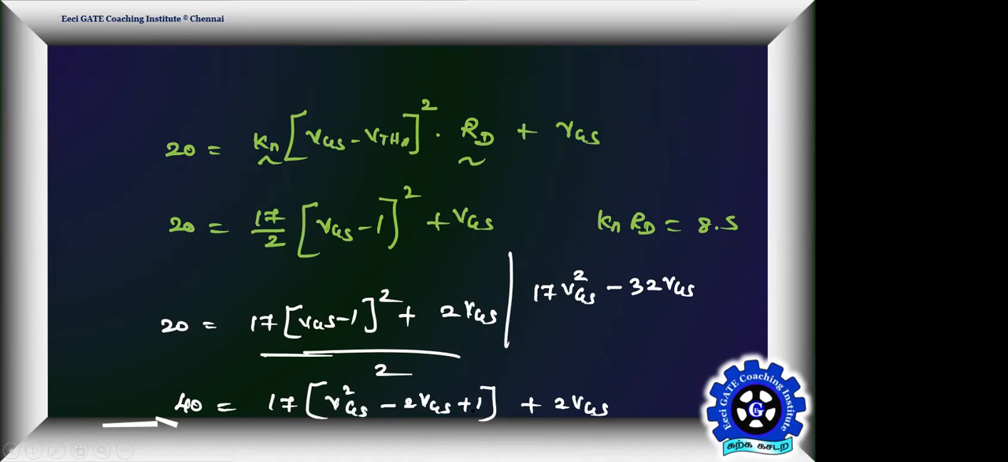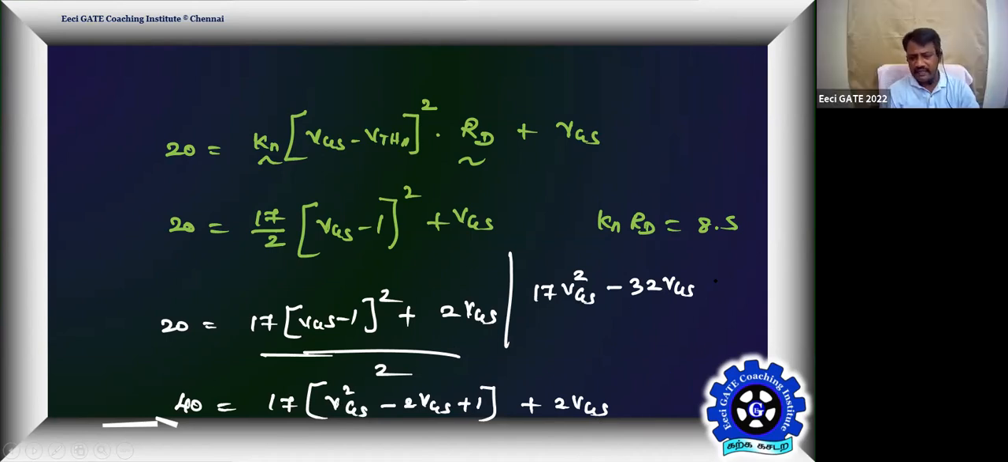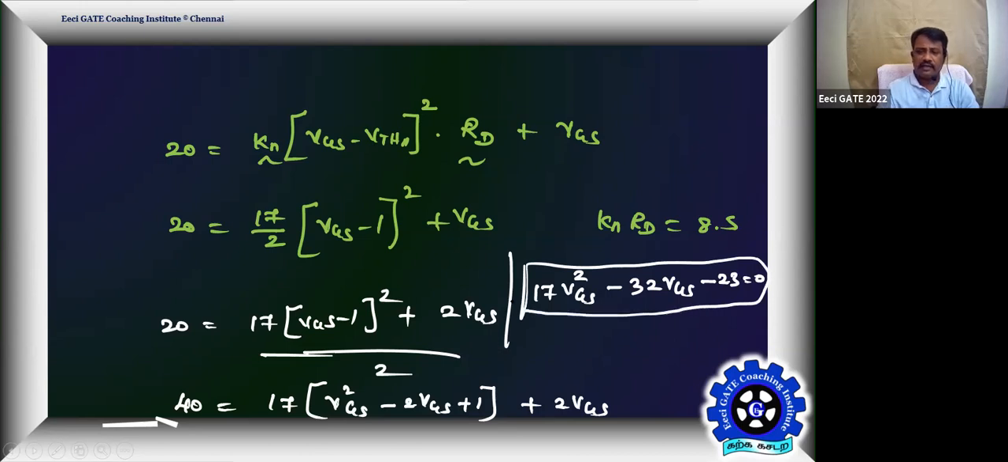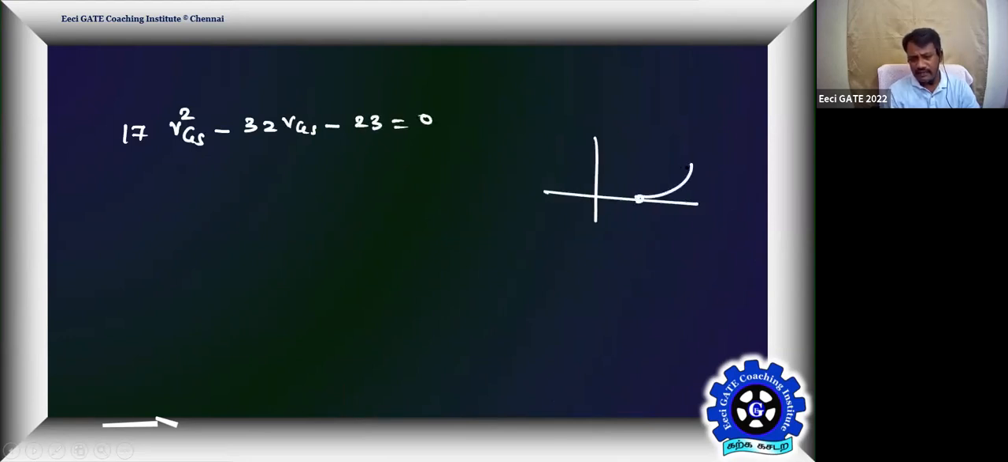Then the constant will be 17 into 1, 17, minus 40 will be minus 23, equal to 0. That's your equation. Following, right? Then the equation is 17 times V square GS minus 32 VGS minus 23 equal to 0. That's the equation.